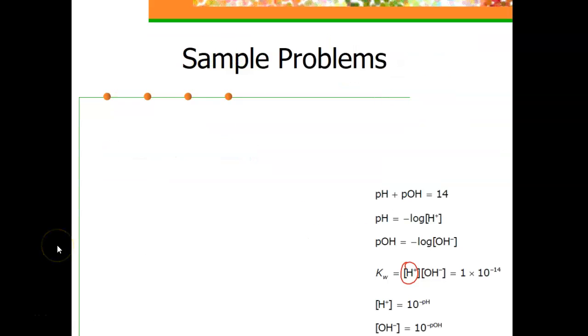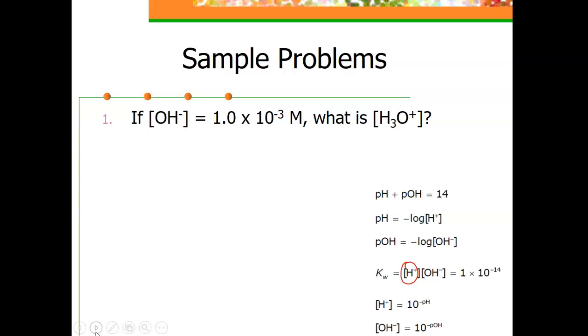All right, here's a sample problem. You're given, if hydroxide is 1 times 10 to the negative 3, what's the hydronium concentration? So you have hydroxide, you want hydronium. So I'm going to use this formula right here. Kw is equal to hydronium times hydroxide, and equal to 1 times 10 to the negative 14. I want hydronium, which I circled.